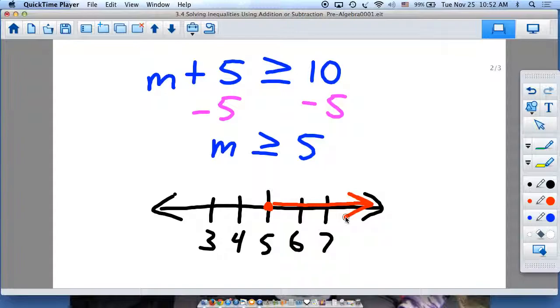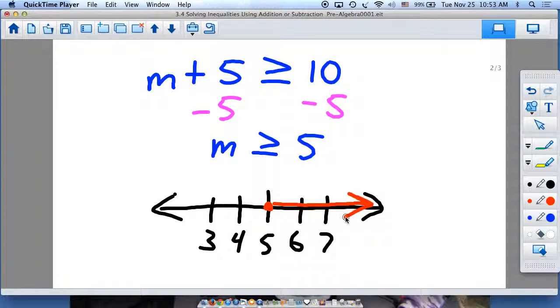Yes, that's true. If I was to have made a mistake, which I did not, but if I chose 3, 3 plus 5 would be 8. 8 is greater than or equal to 10? No, that's not correct. So that's an easy way to check yourself. Pick one of the numbers that you've shaded in, okay, and put it in and check. See if your equation is true or not.